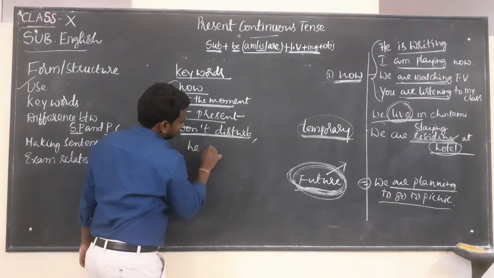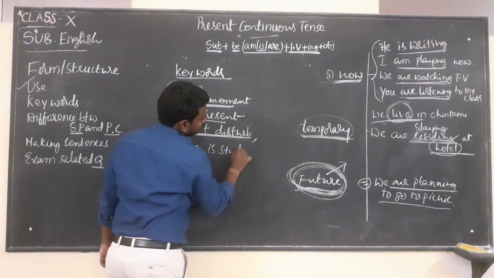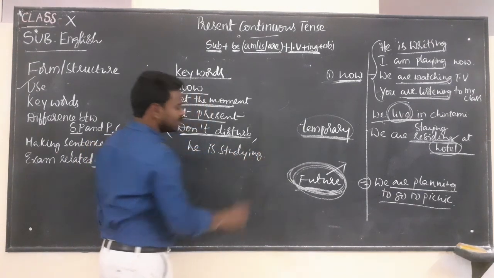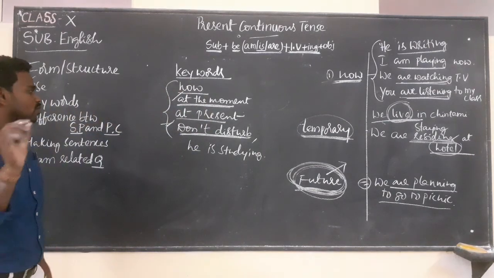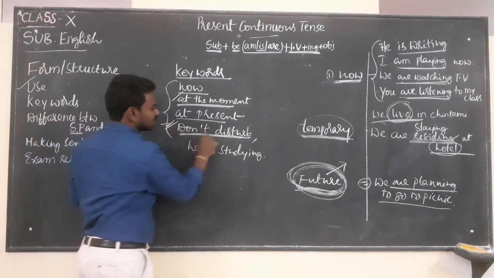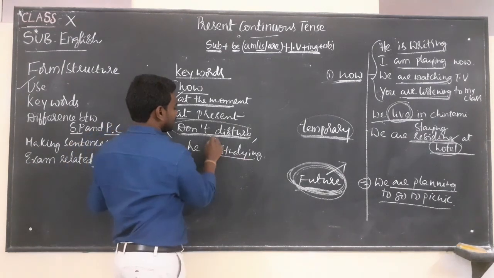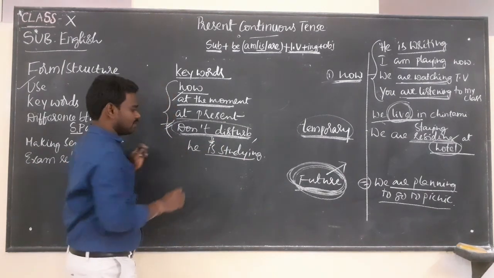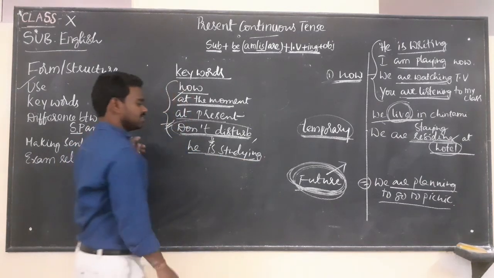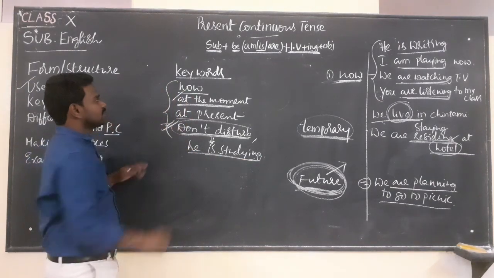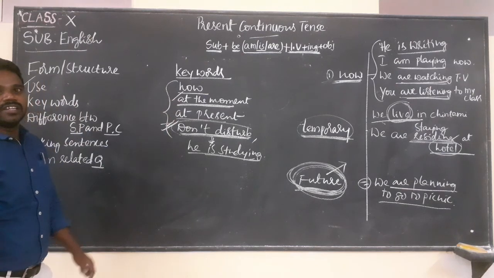Don't disturb. He is studying. What is he doing here? He is studying, so don't disturb him. So you are giving a caution in this phrase, and what you are talking about is a temporary activity. Such phrases we use in present continuous tense.